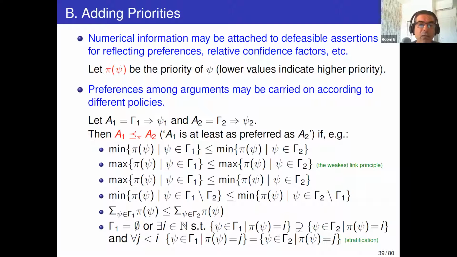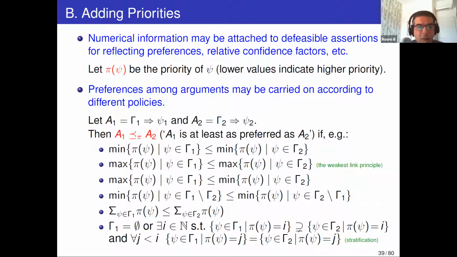And if the least preferred formula of A1 is still preferred to that of A2, then we say that A1 is preferred to A2. And we can apply different functions in this case. In the last bullet, for instance, we apply Brewka's preference subtheories order, according to which we make a stratification on the support of each argument according to the priorities that each formula has. So each stratum consists of the support formulas of the same priority.